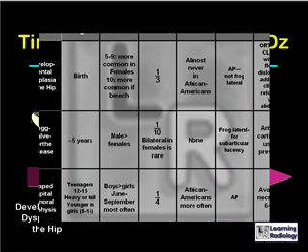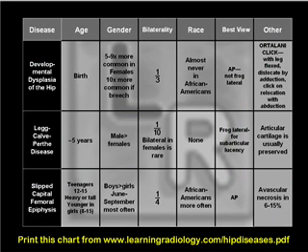This is a chart which you can download at learningradiology.com/hipdiseases.pdf that demonstrates the various parameters that differentiate developmental dysplasia of the hip, Legg-Calvé-Perthes disease, and slipped capital femoral epiphysis.